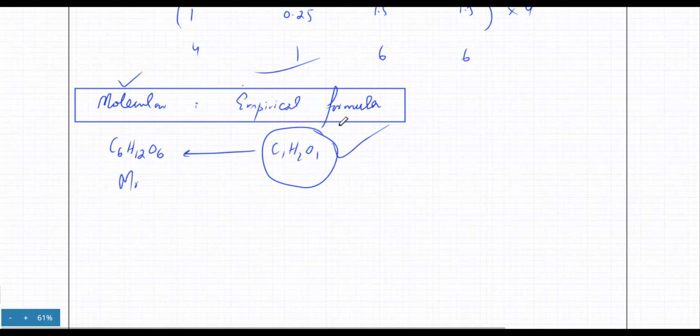So the MR will be given in the question. For example, they would give you 180. The MR of this formula, let's say this formula is not given, you're given that the MR is 180. Then you know the simplest ratio is this one. The number of atoms in the actual formula will be in the same ratio but in multiples. It could become C2H4O2, or C3H6O3, or C6H12O6, but the ratio would be the same.